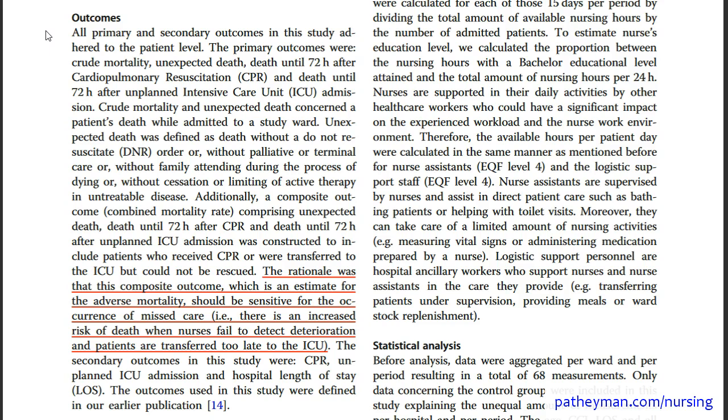And then there's secondary outcomes in the study, which are additional response variables, which is, did the patient have CPR? Yes or no? Was there an unplanned ICU admission? Yes or no? And then the hospital length of stay, how long the patient was in the hospital. So every single one of those response variables up until length of stay is nominal. And then the last one is numerical or continuous. So that would be your response variable.